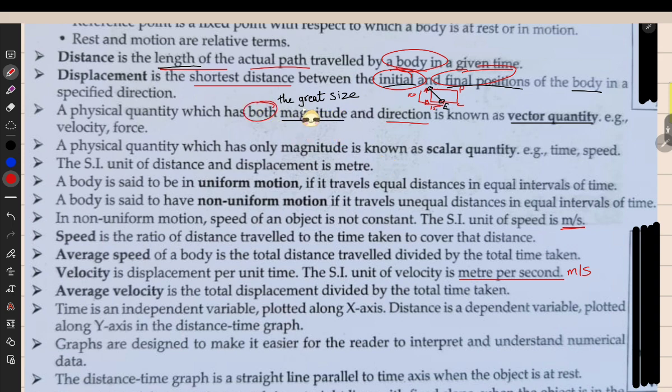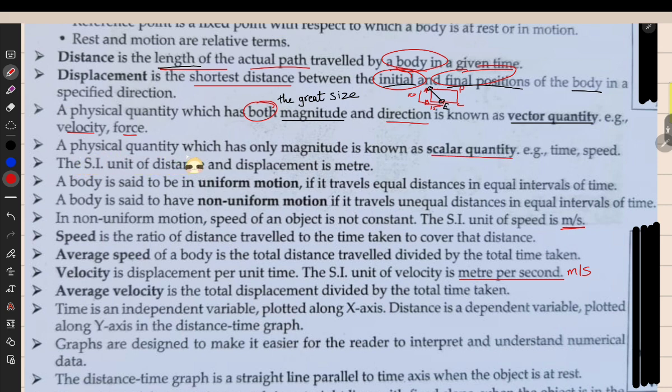What is meant by magnitude? Magnitude means a greater size. So how long it will go, and the sizes keep on going with the same direction, is called as what? Vector quantity. Example, velocity and force. Any physical quantity which has both magnitude and direction is called a vector quantity.